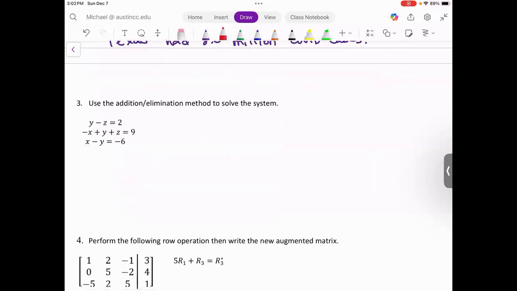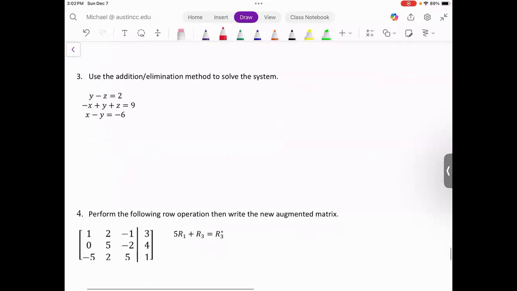Okay. Let's use the addition method to solve this system of three equations. y minus z equals 2, minus x plus y plus z equals 9, and x minus y equals negative 6. So we need to look and see, is it already set up where anything can be crossed out easily if we just add it as is? We have a negative x and an x, those will cancel out. We have a negative z and a positive z, those will cancel out. So we can just add them right away.